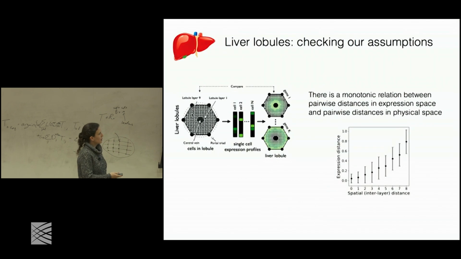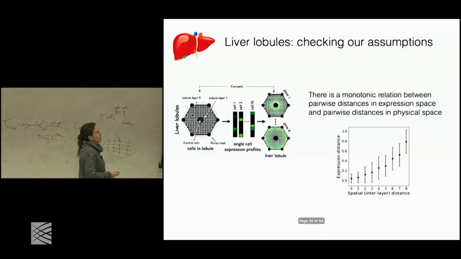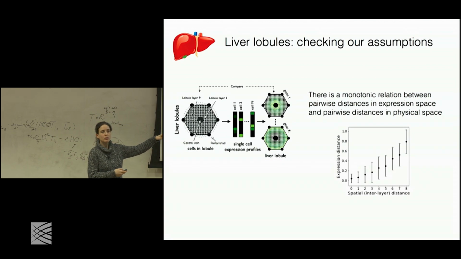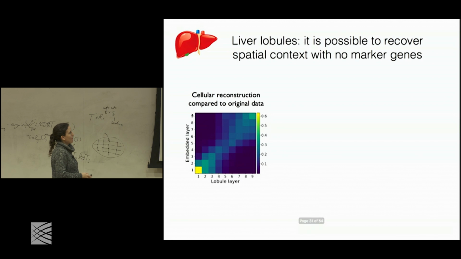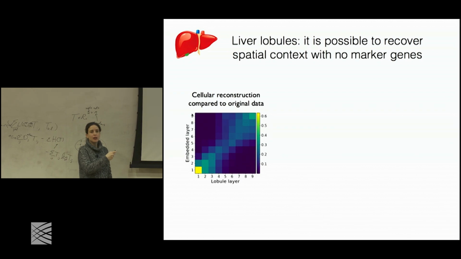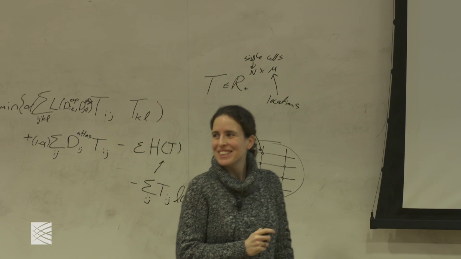So we use data from a different paper, coming again from the Itzkovitz lab, for the liver lobules. Here again, we see that our structural correspondence assumption holds, so the geometry corresponds for the cells in expression and in physical space. We can again reconstruct the original locations of the cells without any reference atlas. I forgot to say that we did that before for the intestine also without any reference atlas, only based on single cell data. So this is only considering the hepatocytes.